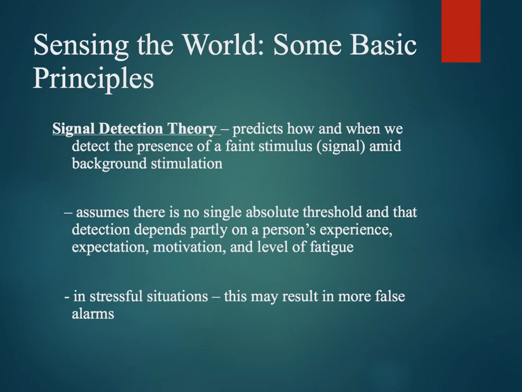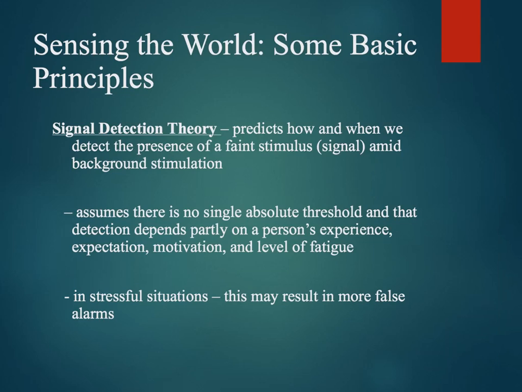All right. Signal detection theory is the theory that predicts how and when we detect the presence of a faint stimulus or signal amongst background stimulation. All right, so it's our ability to hear people in a room of people. We can hear one person amongst all of the background noise.